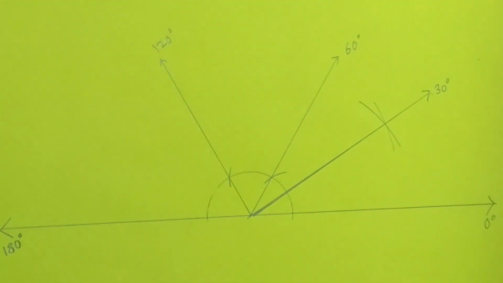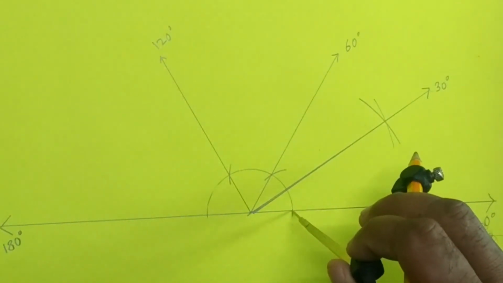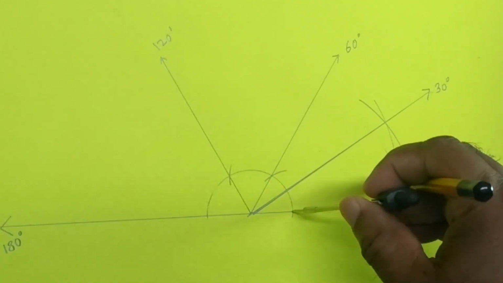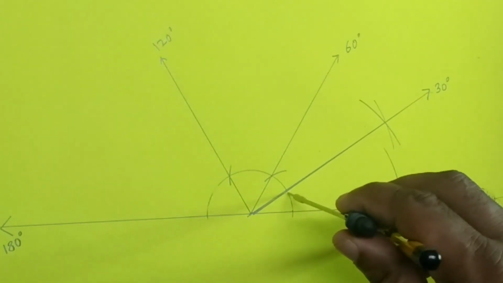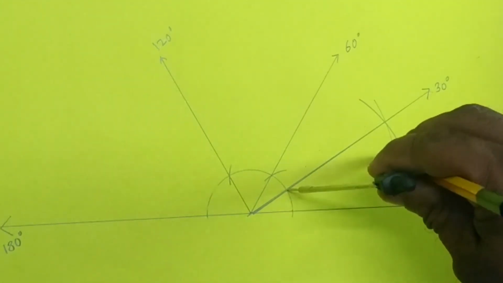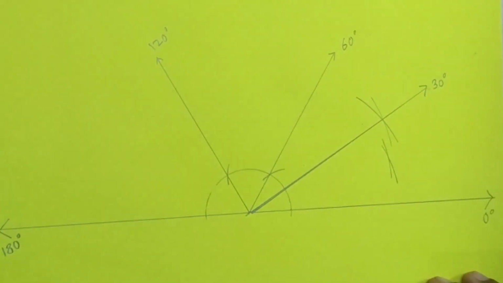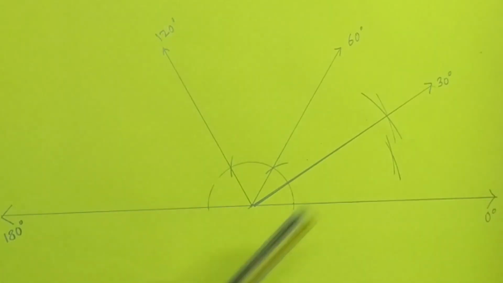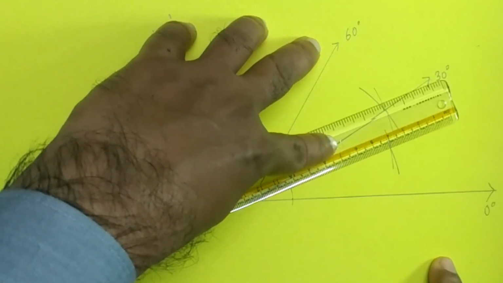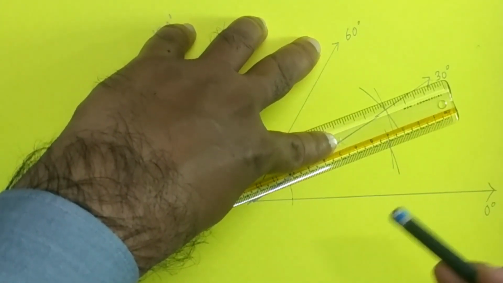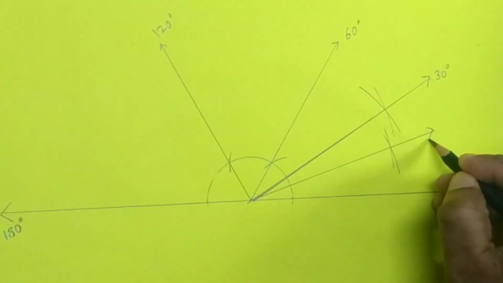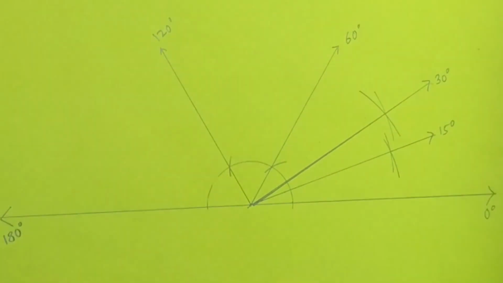Now still we can divide this 30 degree into 2 parts. Again draw the angle bisector of 30 degree, take suitable distance and draw the arc from here. Draw the another arc and join this. So this is 15 degree, angle bisector of 30, half of 30 is 15 degree.